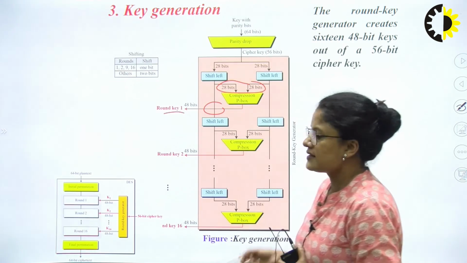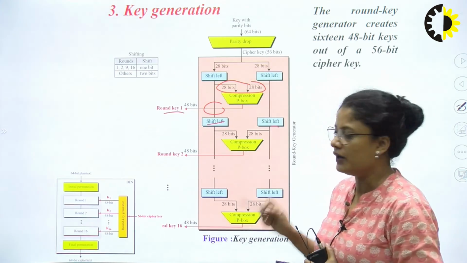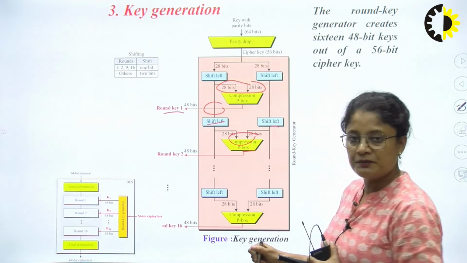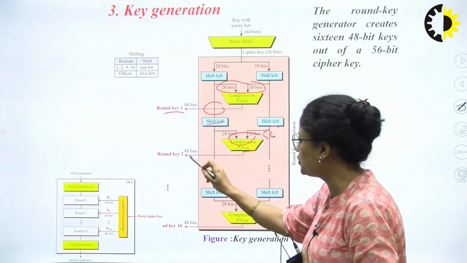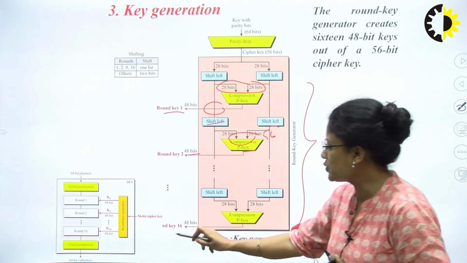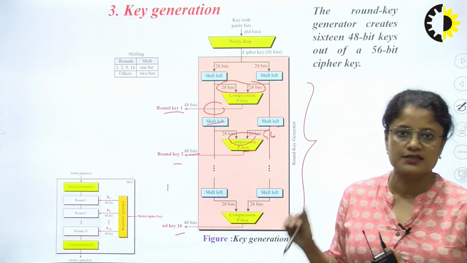This is the first round. In the second round, again we do the left shift. After the left shift, we get a new 56-bit pattern. We apply a compression P box, which converts a 56-bit key to a 48-bit key, and this entire process repeats. For how many times? Because we need 16 such keys, it will repeat for 16 rounds.